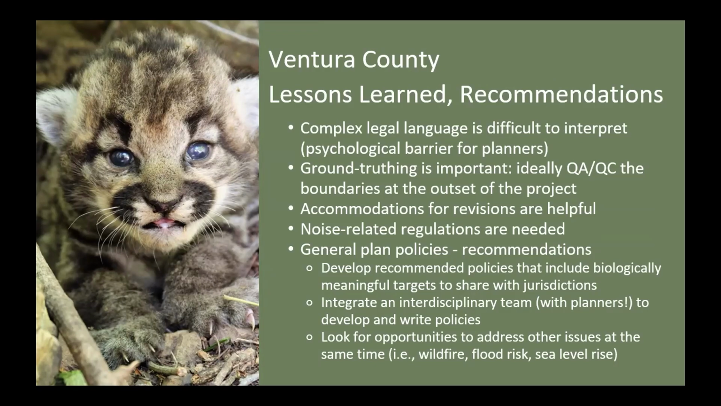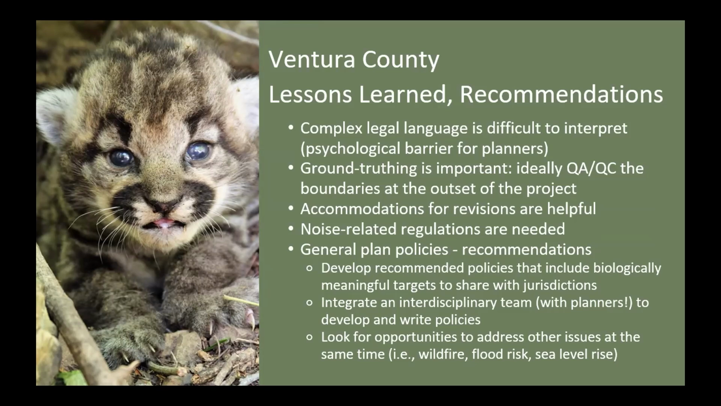And so some of the lessons learned from their ordinances was that complex legal language is very difficult to interpret, and it can be a psychological barrier for planners. And so it's really important to ensure that any language in these kinds of ordinances is clear enough for the people who are implementing it to understand as much as possible.